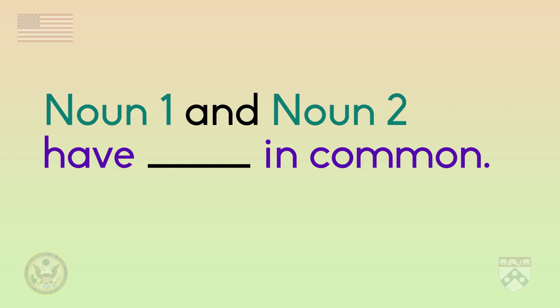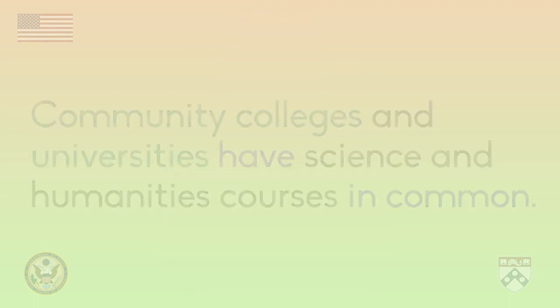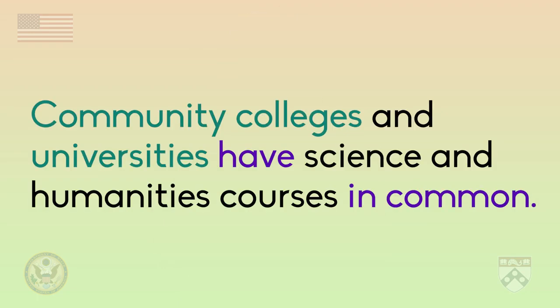The nouns skills and interests go in the middle of the phrase. It is important to note that you must use at least one noun in the middle of this phrase. Here's another example of the phrase have in common. Community colleges and universities have science and humanities courses in common.